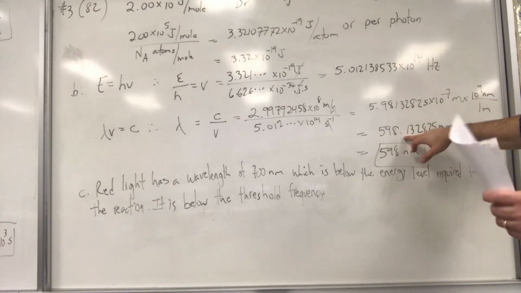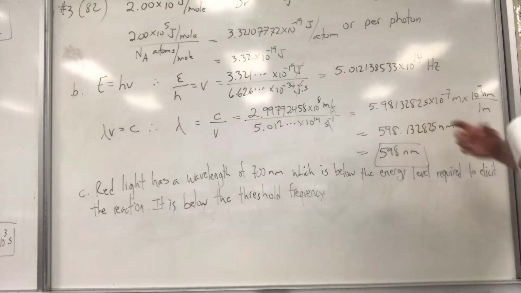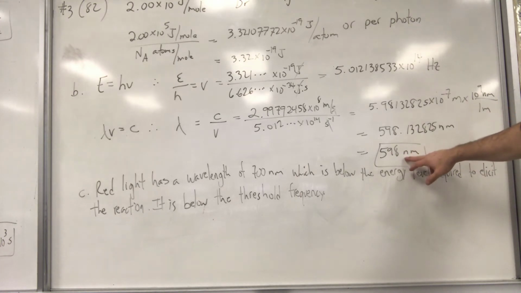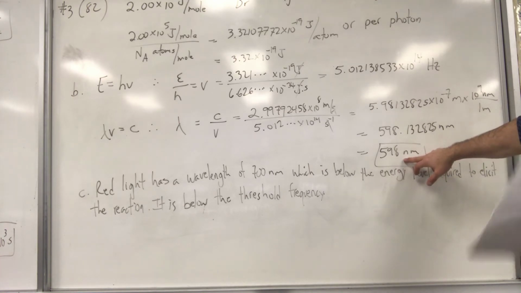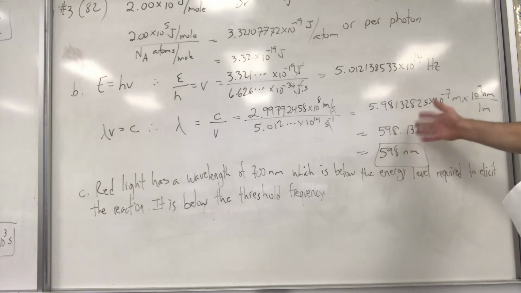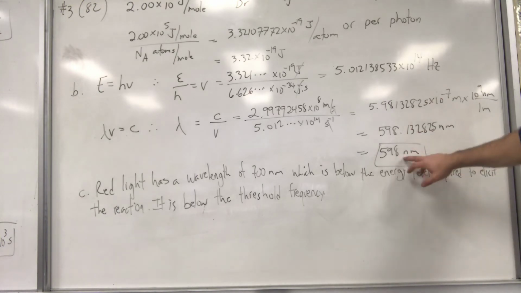598 nanometers is a photon of visible light, because our eyes see between 400 and about 750, where 750 would be the red end of the spectrum. So as long as the light is longer than this wavelength, it will not expose the film. So that's why they put red lights in a dark room, because the red light is around 700 and it doesn't have enough energy to cause that reaction to take place.